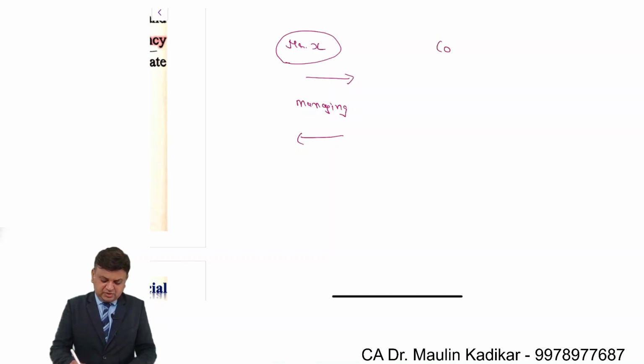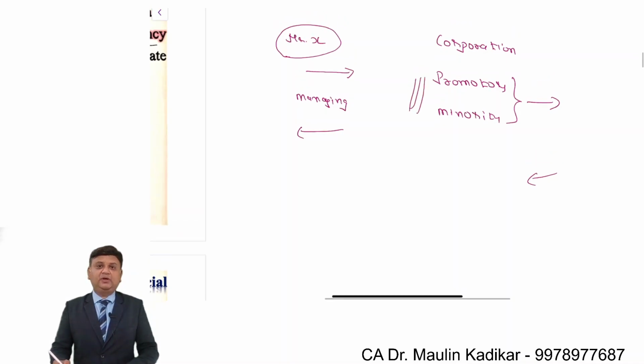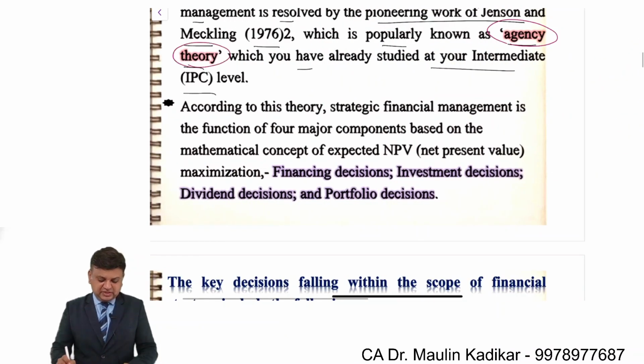In the case of a corporation, what happens is that promoters are there, minority investors are there, and they make investment. Whatever return is generated is proportionately distributed between them. However, any decision which is taken in the company may be favorable for the promoters and not for the minority. Because of that, a concept called agency theory comes in, which we have studied at our IPCC level.